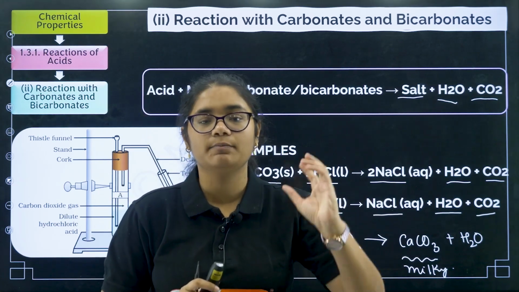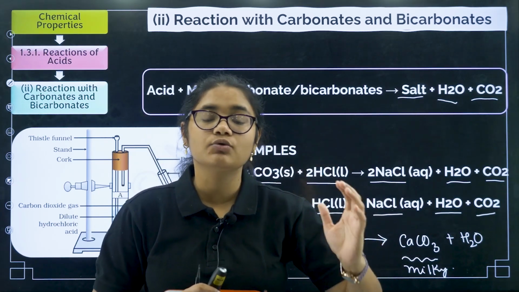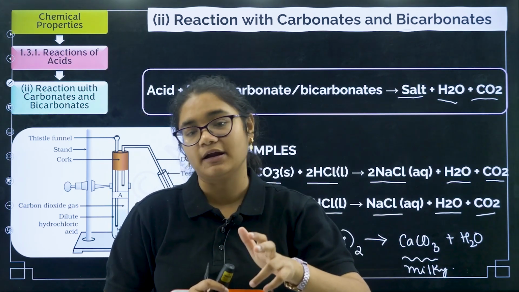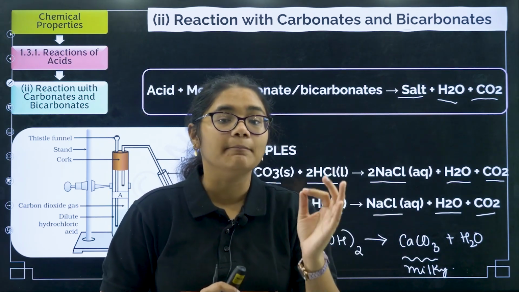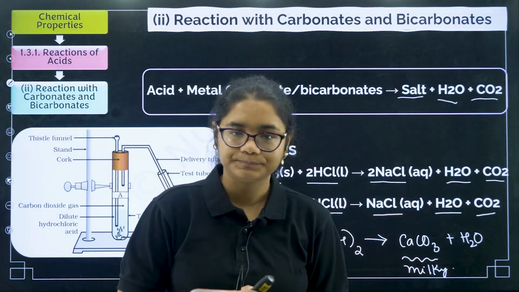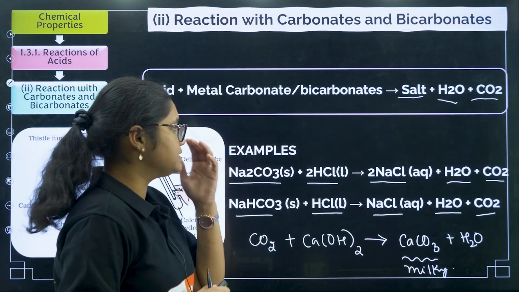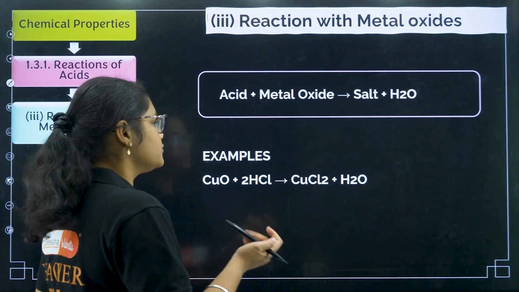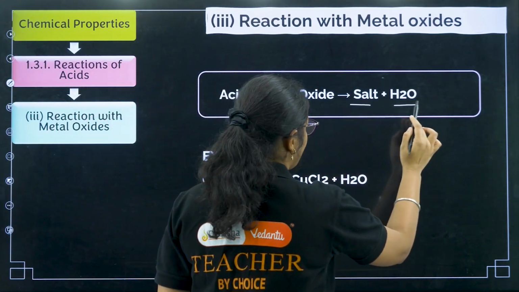So for that you need to pass the carbon dioxide gas through calcium hydroxide solution, and then you see that the calcium hydroxide solution turns milky, and that is due to the formation of calcium carbonate. Okay, now we will see the next reaction, that is reactions with metal oxides. With metal oxides it forms salt and water.